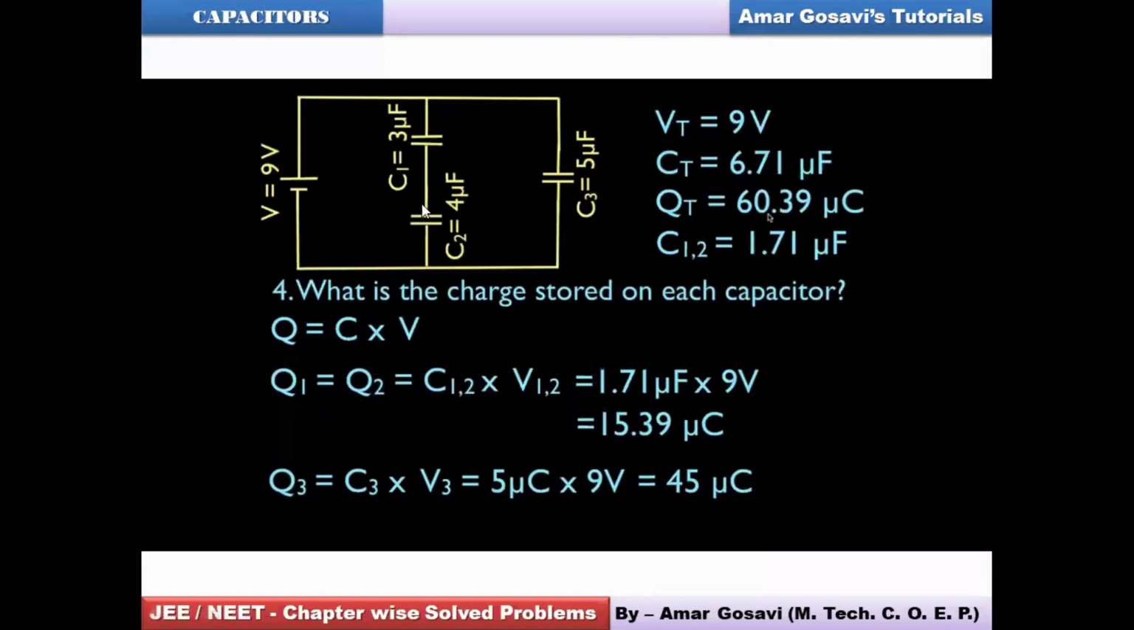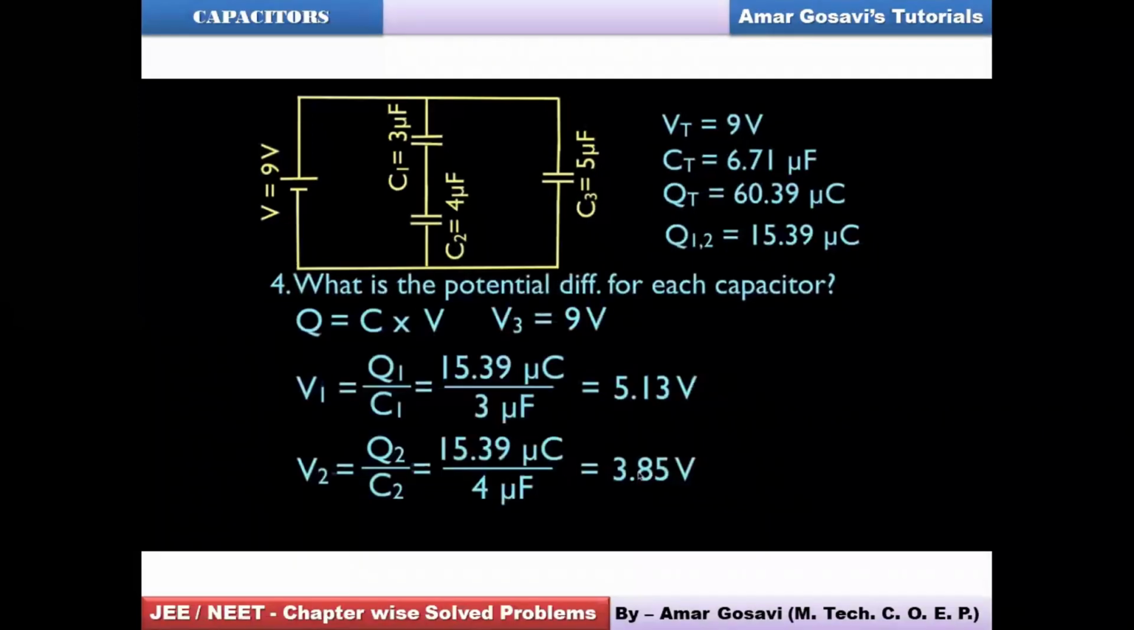All right. Together now, what's the charge on C3? For C3, Q3 will be C3 into V. C3 is 5 microfarad and V3 is 9 volt. So 9 into 5 comes out to be 45 microcoulomb. We get the value for Q3 also. Please make a note of it. This is the fourth part of the solution. And then we will work out the fifth part of the solution. Yeah, hopefully you have noted this down, friends. So let's proceed.